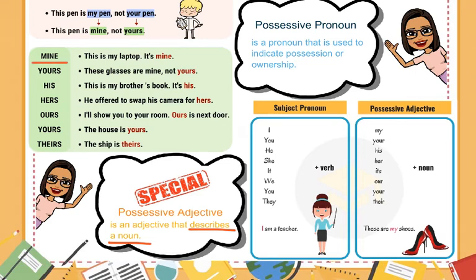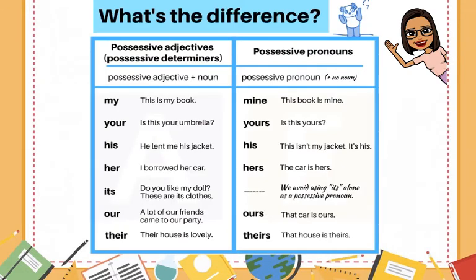Here we have mine, and here we have my. Yours, your. His is the same. Hers is different. Ours, our. Yours, your. Theirs, and their. It's very different. So what's the difference between possessive adjectives and possessive pronouns? Easy. A possessive adjective describes a noun. And the one that we're learning today, which is a possessive pronoun, doesn't have a noun.